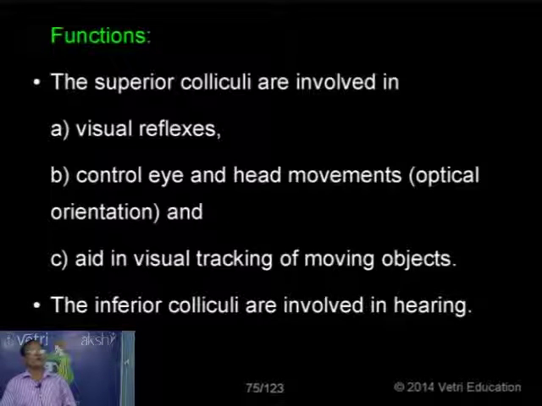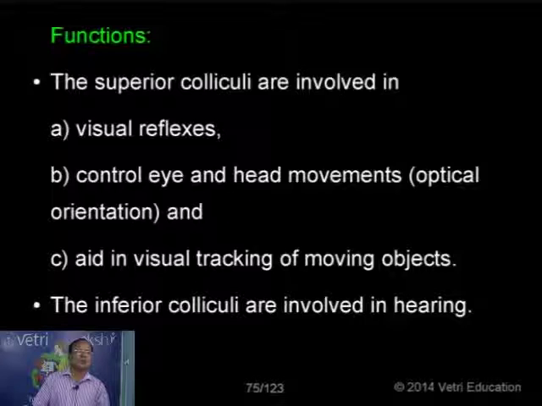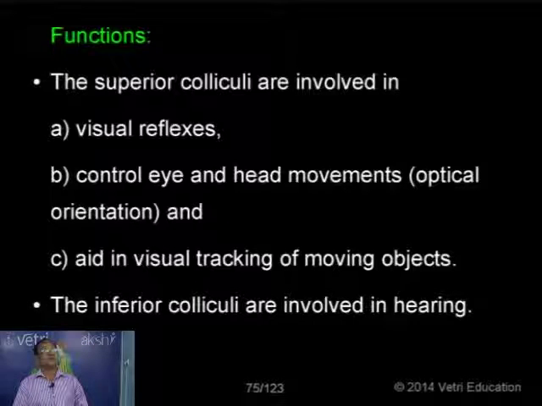Then they aid in visual tracking of moving objects. Imagine that you are watching badminton or tennis. The ball is moving between the two courts. You are sitting in the middle. You are not moving, only the eyes are moving in the direction, to and fro. So the tracking of moving objects, or while watching cricket, when the ball goes above the boundary line for a six, your eyes move towards that without moving your body. This is simply visual tracking of moving objects. So it helps in visual tracking of moving objects like the ball movement or any movement without moving your body.